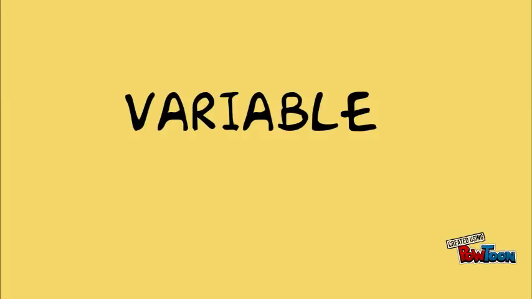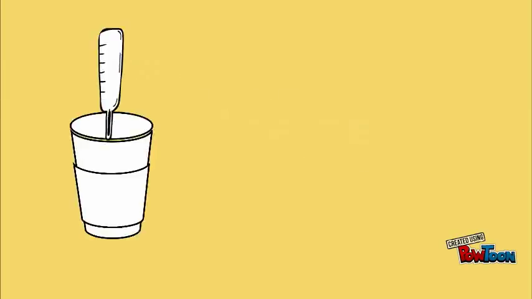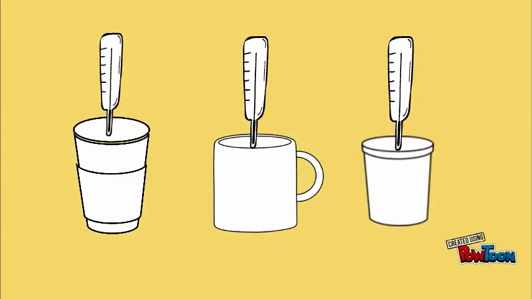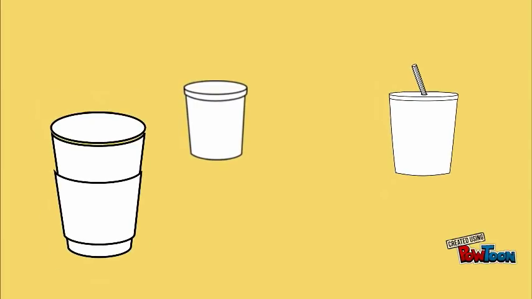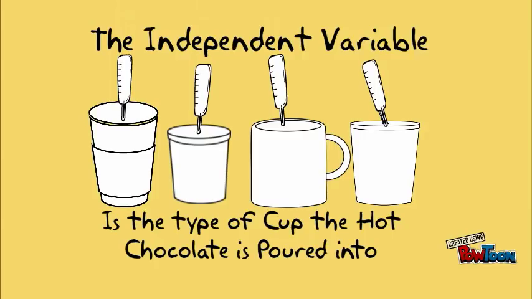A variable is something that can change. In this experiment, you are choosing to test the cooling rate of hot chocolate in different types of cups. The different types of cups, therefore, becomes your independent variable. The one thing you want to change throughout the experiment in order to determine which cup is most effective in insulating the hot chocolate's heat.